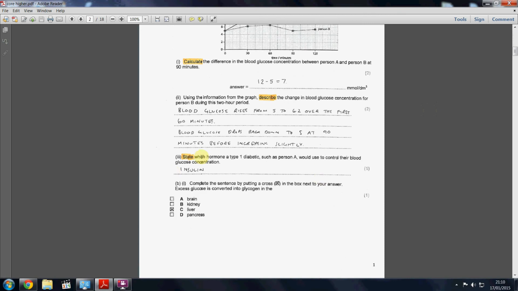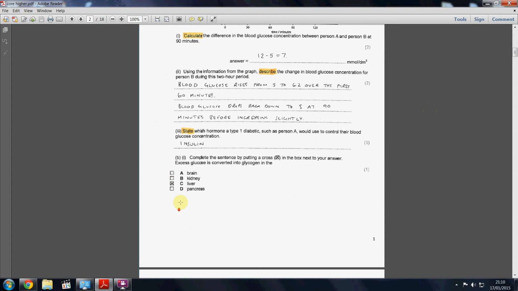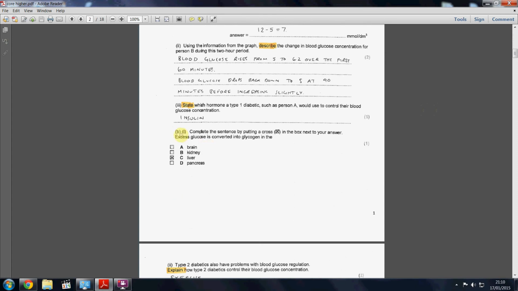Part 3 asks me to state which hormone a type 1 diabetic, such as person A, would use to control their blood glucose concentration, and that's just something you have to know, and the correct hormone is insulin. Moving on to part B then, we've got a multiple choice question here. Excess glucose is converted into glycogen in the, and we've got 4 possible organs, and again this is just one you have to know, that the glucose is converted into glycogen in the liver.